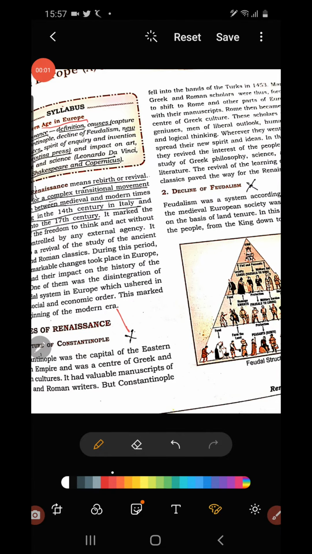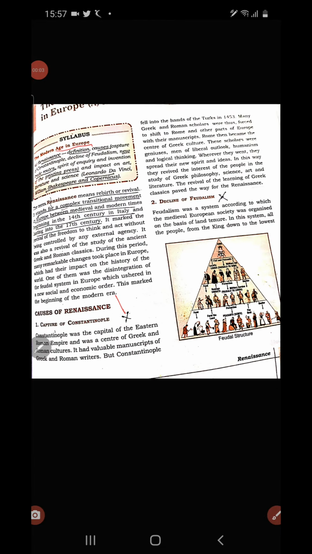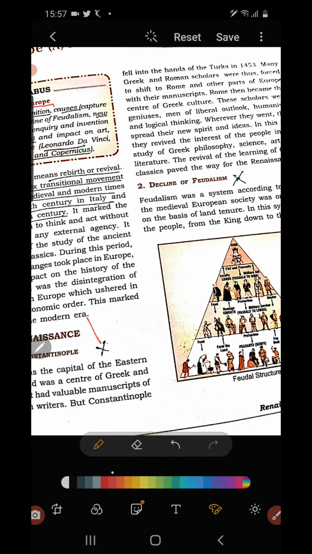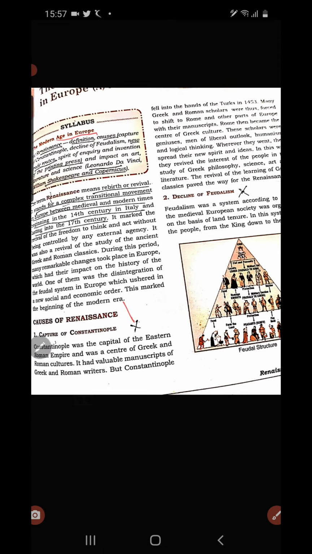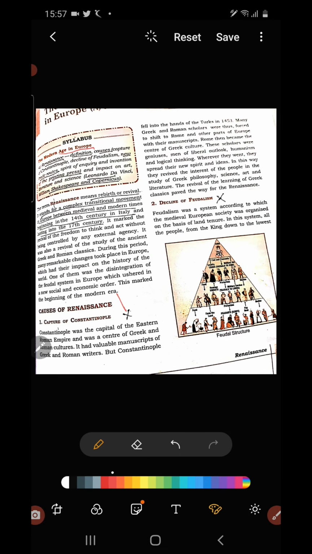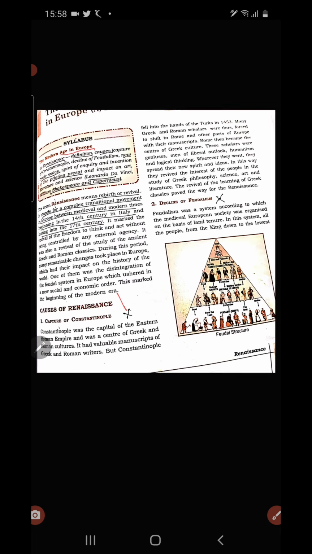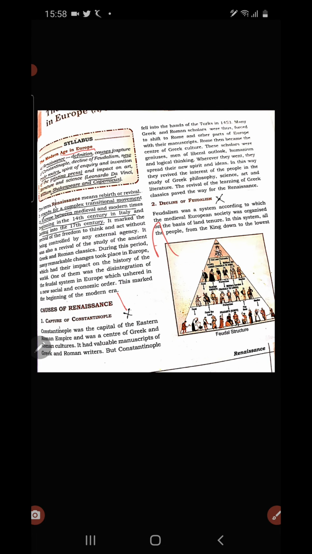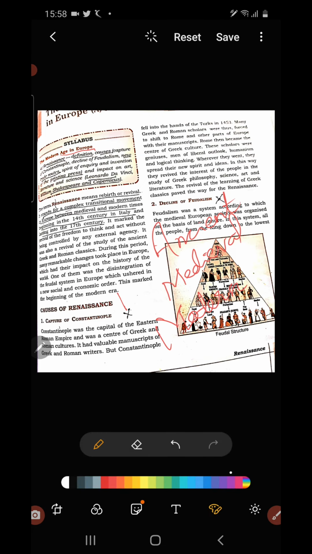Hello, children. Let us discuss now the topic the modern age in Europe, that is Renaissance. Before starting the lesson, let us know that modern age. Okay, children, the age of a place can be divided into ancient, medieval, and modern.